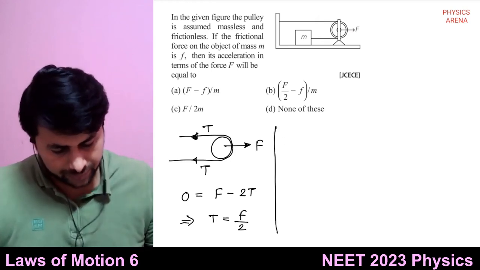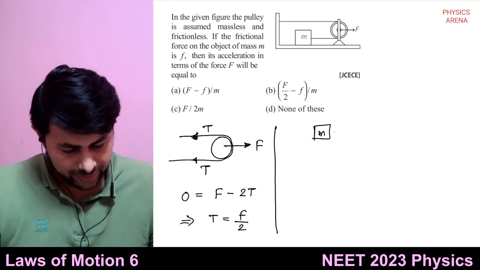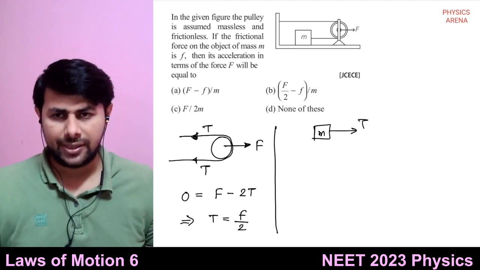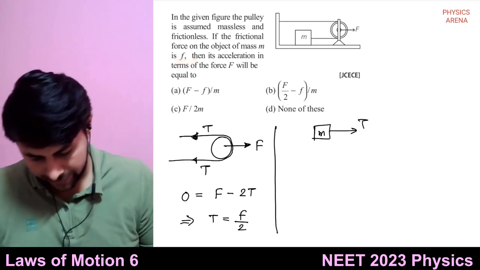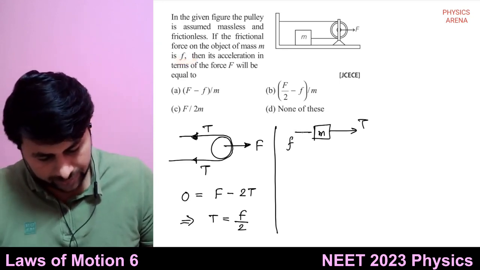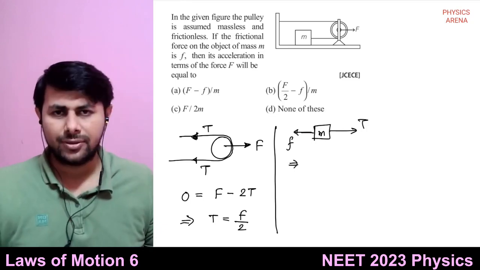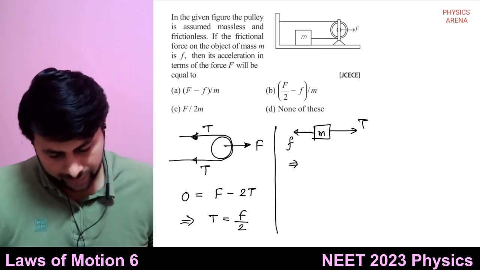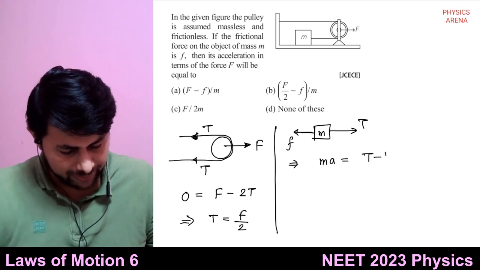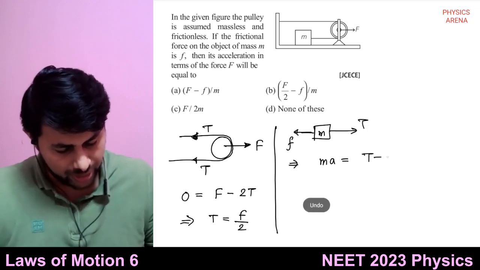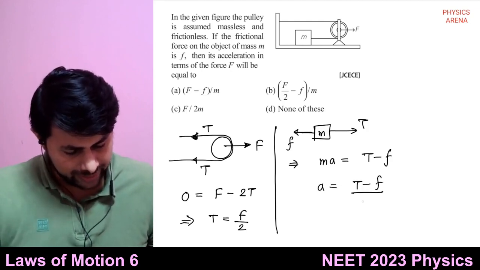And then you have this mass. What are the forces acting on this mass? There is one force due to the string, tension in the string, and it's given that there is some friction, small f, towards the left. So what is the net force? T minus f is the net force. So M times A is equal to T minus f, not capital F, it's small f, and therefore acceleration is (T minus f) divided by M.